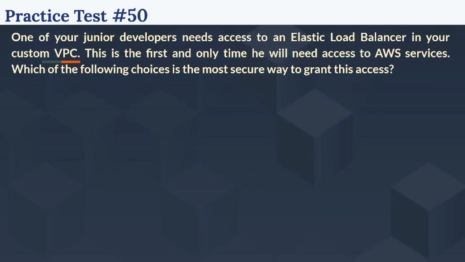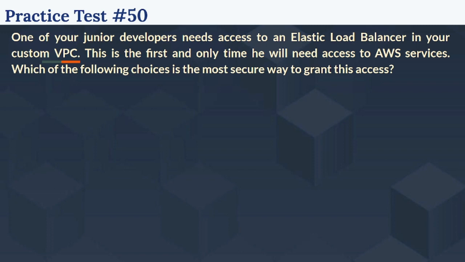So the 50th question is: one of your junior developers needs access to an elastic load balancer in your custom VPC. This is the first and only time he will need access to AWS services. Which of the following choices is the most secure way to grant this access?